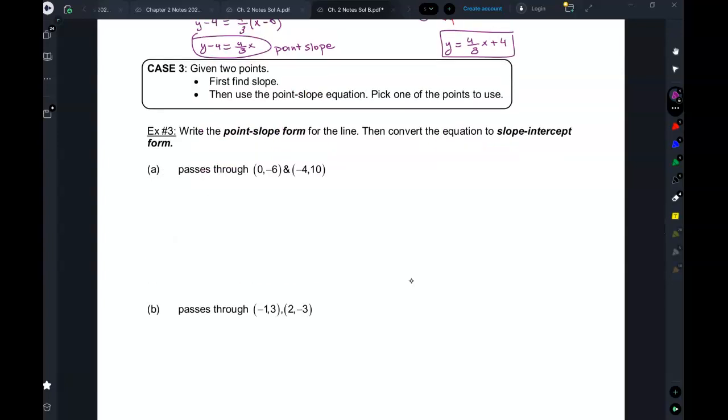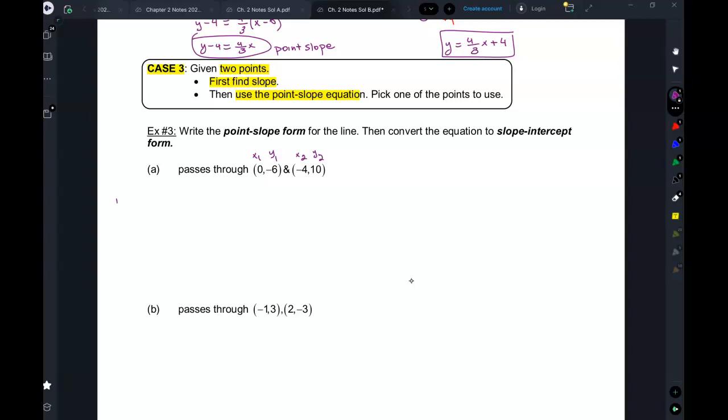Okay, so the next case, case 3, is you're given 2 points. So look at this one. I have 2 points and I need to write point slope form and the slope intercept form. Now, here, look at what it says to do. First, find slope. Then, use the point slope equation. All right? So, I label this x1, y1, x2, y2.